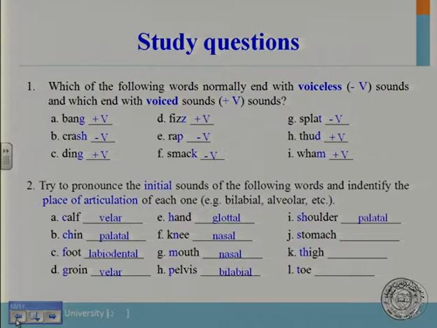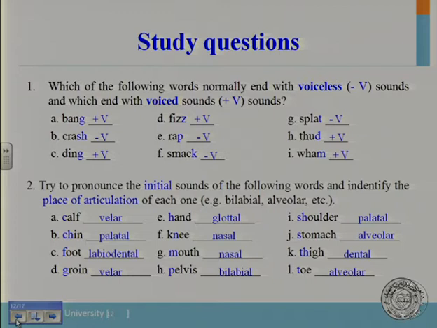Stomach. Yes, try to remember. It is alveolar. And thigh, we have th. Of course, it is a dental sound. And finally, toe is a t. It is alveolar. The place is alveolar. T, th, and so on.